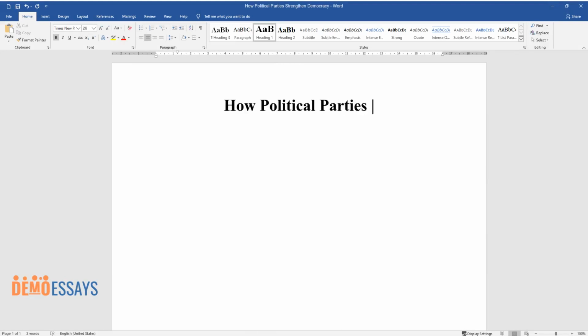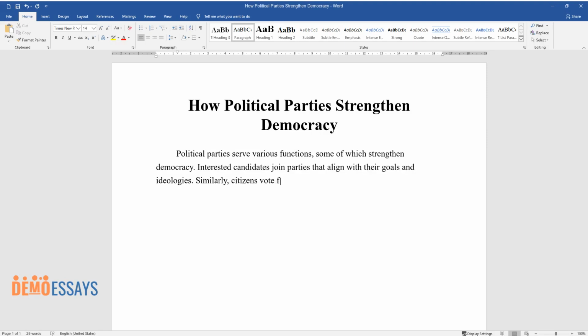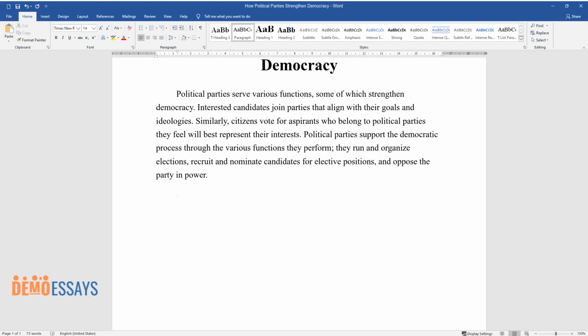How political parties strengthen democracy. Political parties serve various functions, some of which strengthen democracy. Interested candidates join parties that align with their goals and ideologies. Similarly, citizens vote for aspirants who belong to political parties they feel will best represent their interests. Political parties support the democratic process through the various functions they perform. They run and organize elections, recruit and nominate candidates for elective positions, and oppose the party in power.